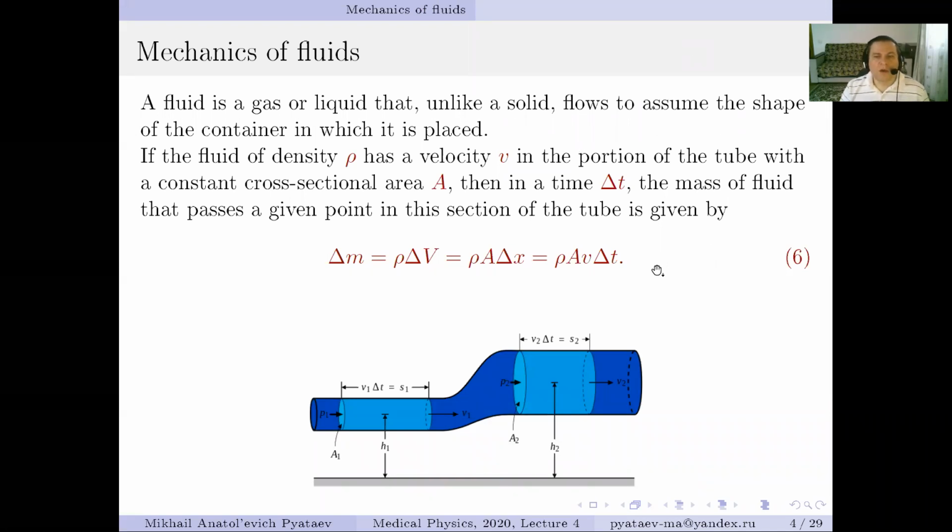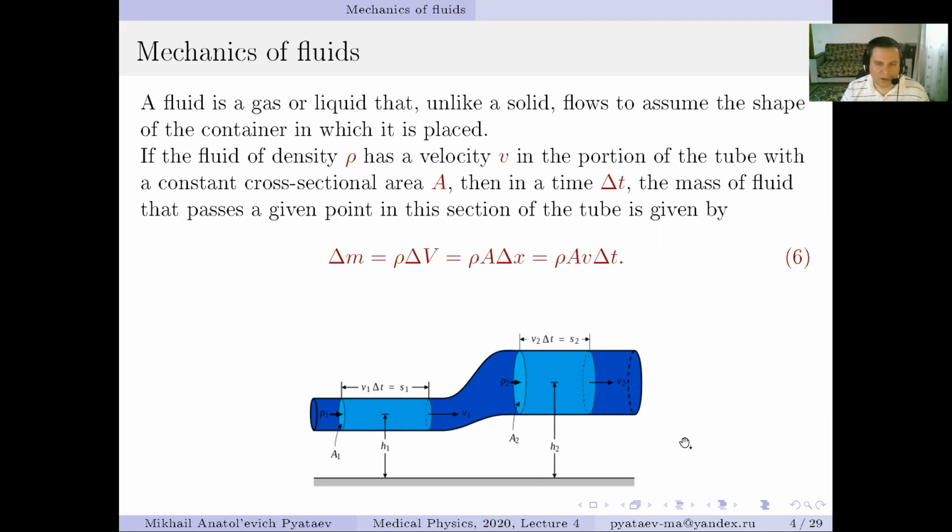Okay. Now we have this equation for delta M, and of course mass is conserved. We cannot have any process when the mass disappears or appears from nothing. That's why when the liquid flows through the tube, delta M is equal at every part of the tube.